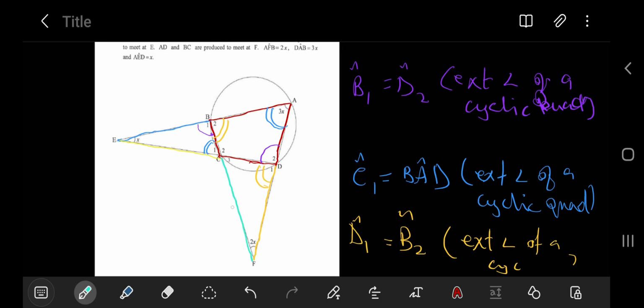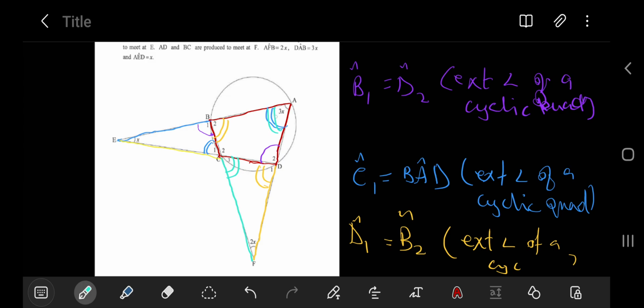BC is produced to F. Okay, so we do have an exterior angle here, and that angle is equal to the opposite interior angle, which is that angle up there. So now we can see that there is a relation between the exterior angles that we have obtained from the initial lines which were produced, right?